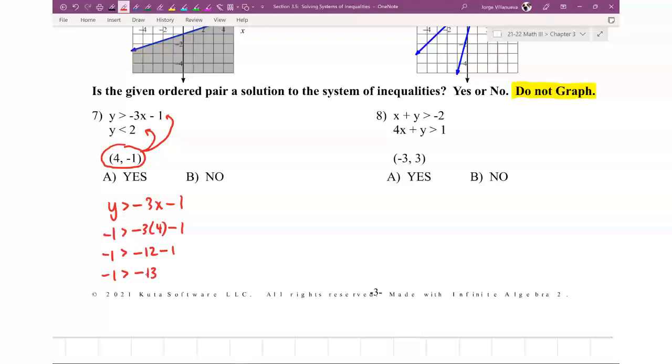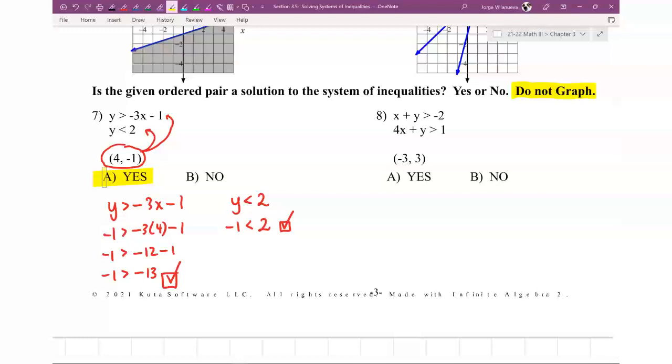Remember, it has to work for both. So far, I'm going to put a little check mark right here, okay? That one worked. But then I got the y less than 2. Now, y is negative 1. Is it true that negative 1 is less than 2? Yes or no? Yeah, it is. So I'm going to check mark it. That means my answer is a yes. Okay? You'll do the same thing for part 8, or number 8.